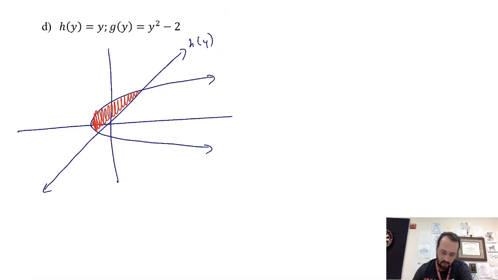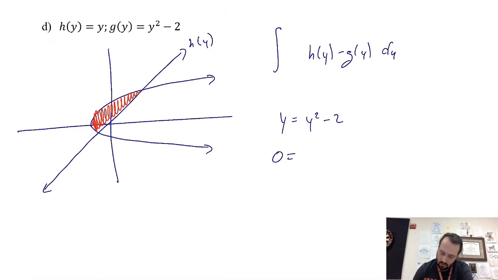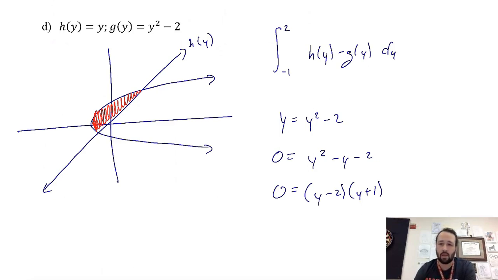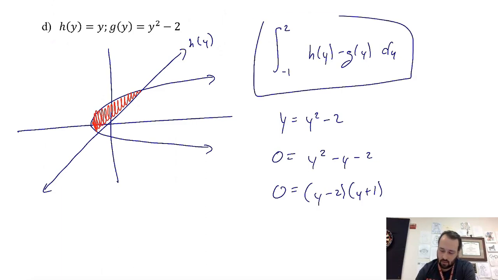So my top function is h of y, my bottom function is g of y, and then I need to find my bounds. So I'm going to set up as h of y minus g of y dy, and let's find our bounds. So y equals y squared minus 2, solve it. So I have negative 1 and positive 2, so it's from negative 1 to positive 2. And then this integral would give me my area, right? So I'm not going to worry about solving that one because it's the same thing that we did in the last one. It's using your antiderivatives and the first fundamental theorem of calculus there.